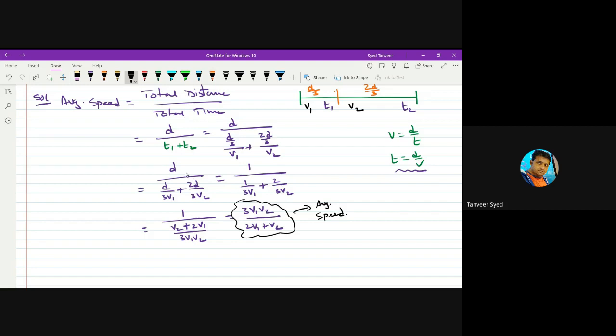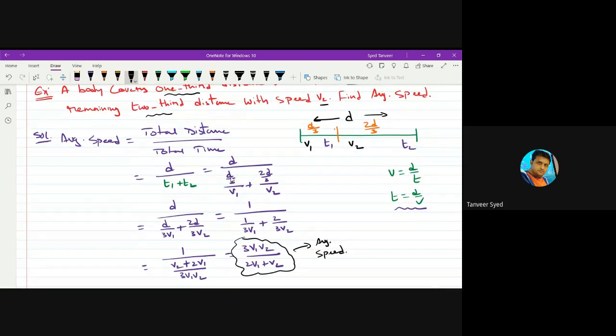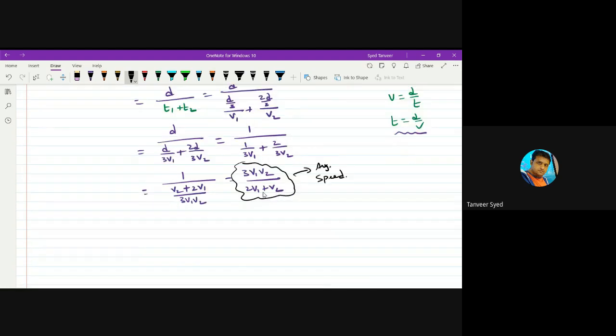Like this, you can have 4, 5, n number of possibilities. Distance can be divided in different ways: half, half; 1/3, 2/3; or 2/3, 1/3; or 1/4 to 3/4; or 1/3, 1/3, 1/3. But the concept is the same. The procedure is the same.